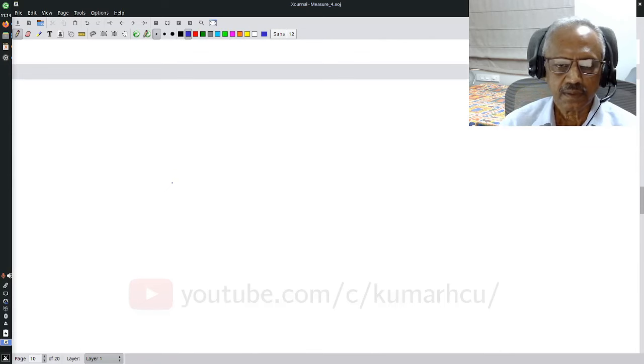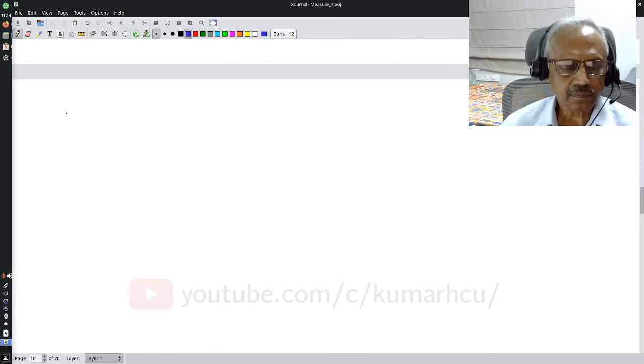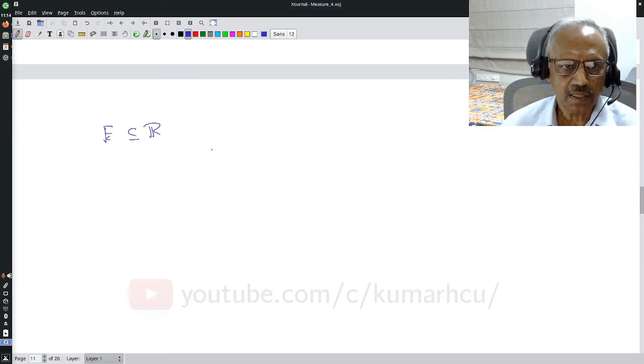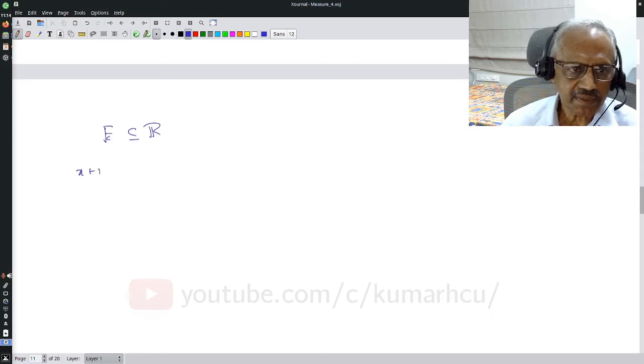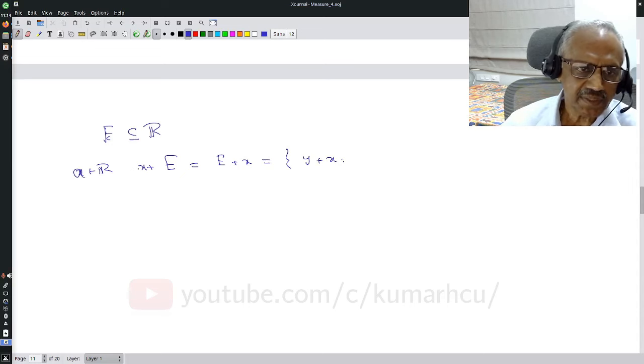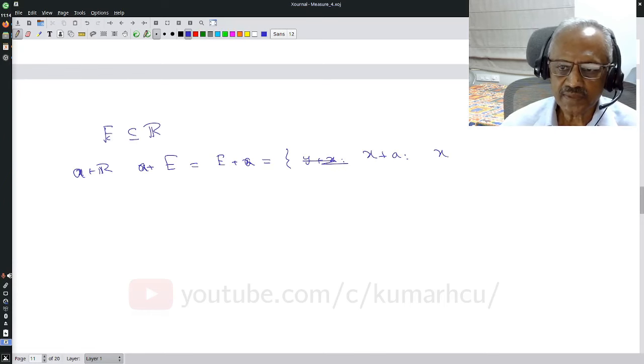Now let's go to the third one. This is the second observation. So, two observations we have made. The third thing is, suppose E is a subset of R. To start with, let me stick to R. Let me fix a real number x in R. Let me look at the translate x plus E or E plus x. What is this by definition? This is by definition the set of all y plus x. Maybe I will write a so that it will be easier. x plus a as x varies over E.